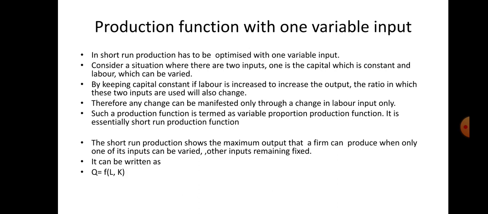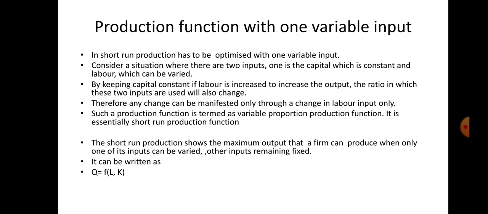Usually we consider the labor factor. Why? Because the requirement or need of labor tends to vary. Such a production function is termed as variable proportion production function. It is essentially a short run production function. The short run production shows the maximum output that a firm can produce when only one of its inputs can be varied, other inputs remaining fixed.